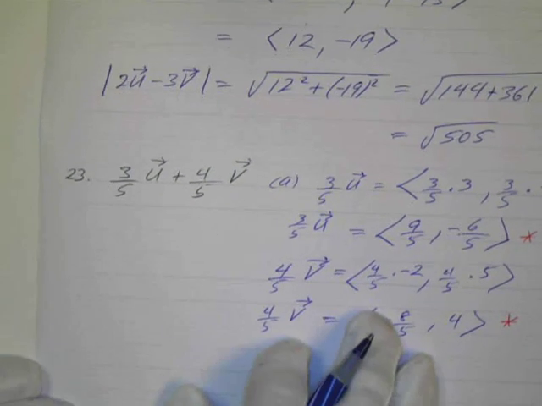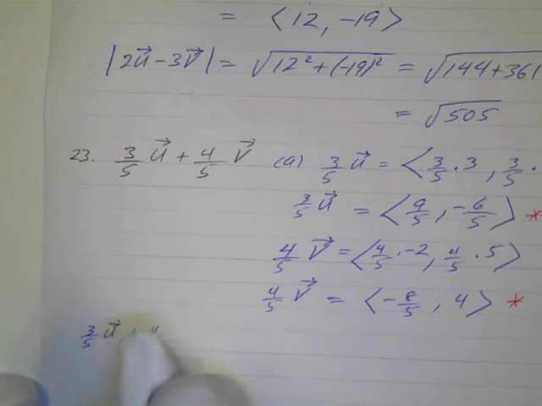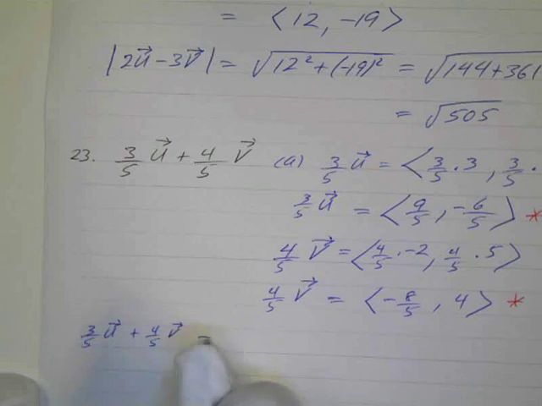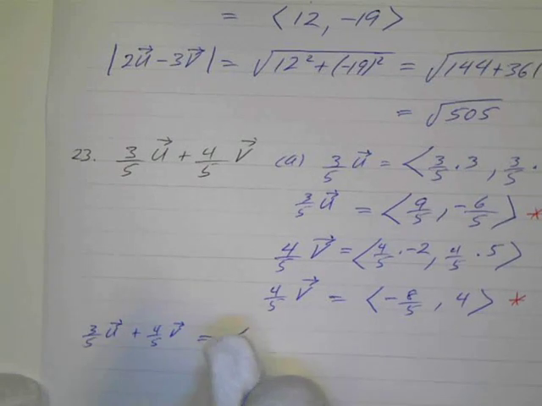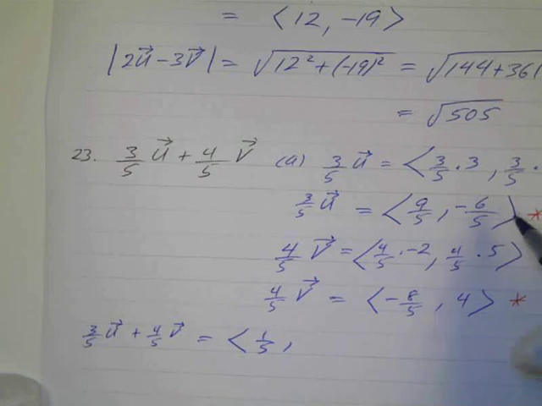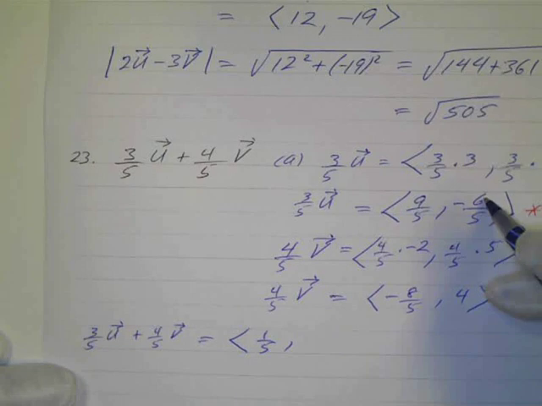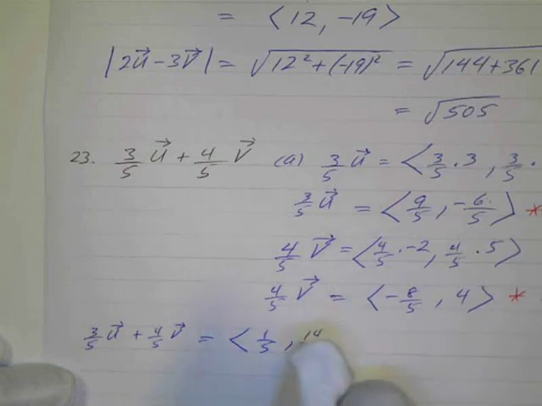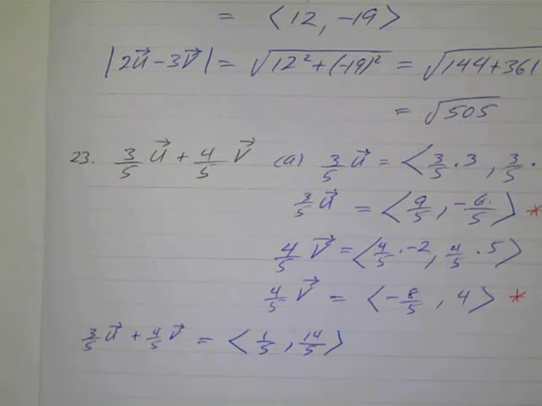So when you add these, I guess I could do it over here. So I just add the components. So what's 9/5 minus 8/5 is 1/5. And then negative 6/5 plus 4. Oh man, what's 4? 4 is 20 over 5, right? Okay, so negative 6/5 plus 20/5 would be positive 14/5. So that's that.